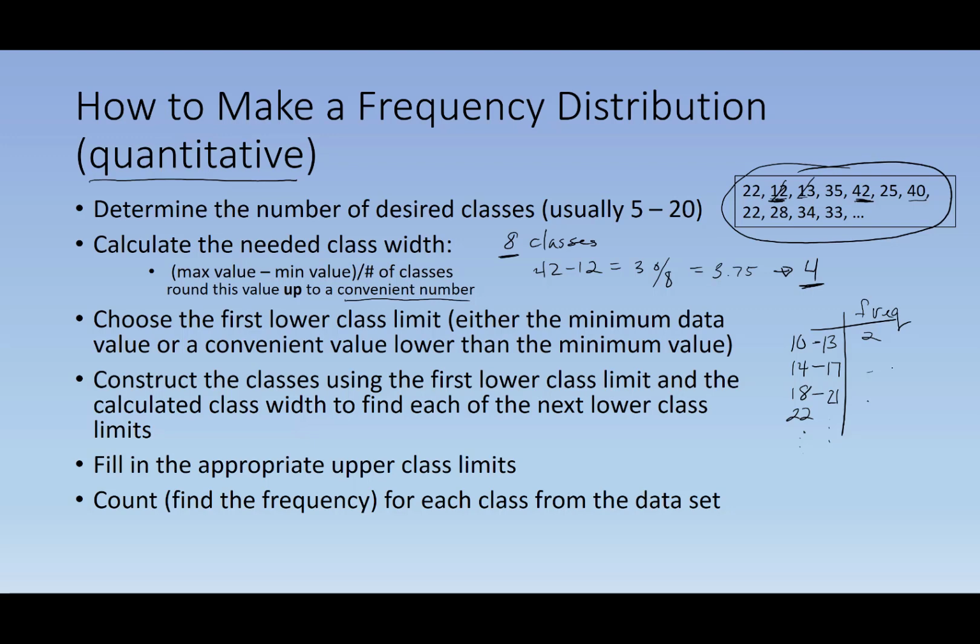Now this would not be the only frequency distribution for that data set. If we had changed the class width, or if we had changed our lower class limit, this table would look different.